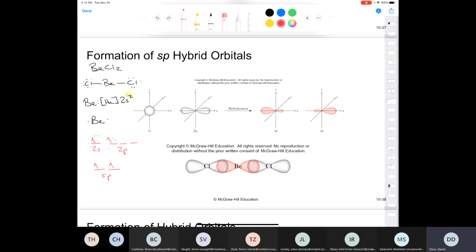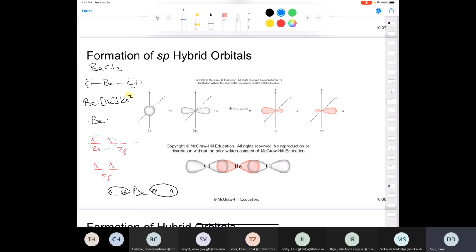And so what I'm going to end up with is my beryllium is going to have an orbital over here like this, and it's going to have another orbital over here like this. This is an sp orbital, and this is an sp orbital. Each one has an unpaired electron in it like that. Okay, and that explains why beryllium chloride has a linear geometry.